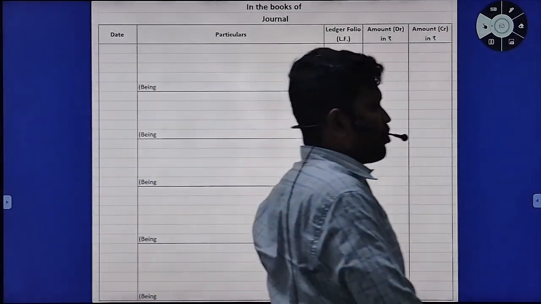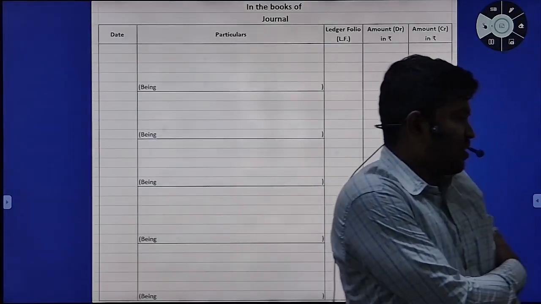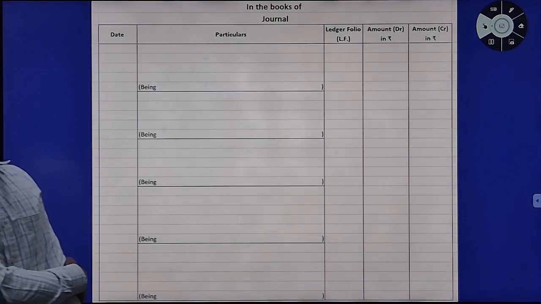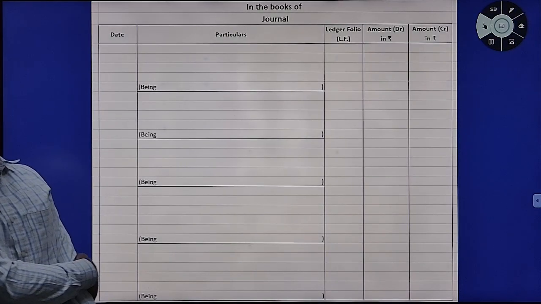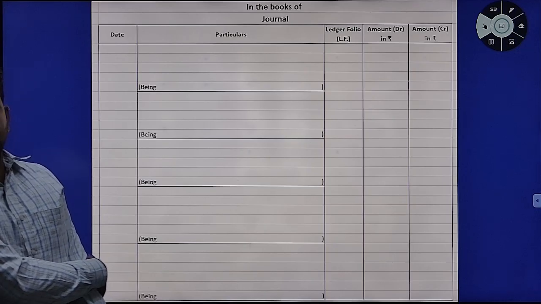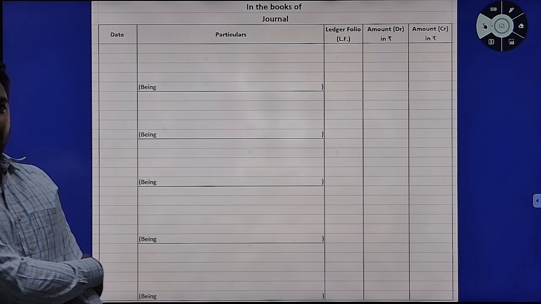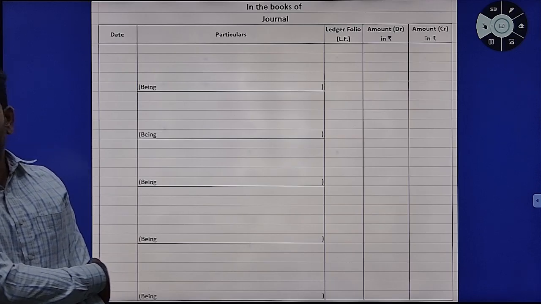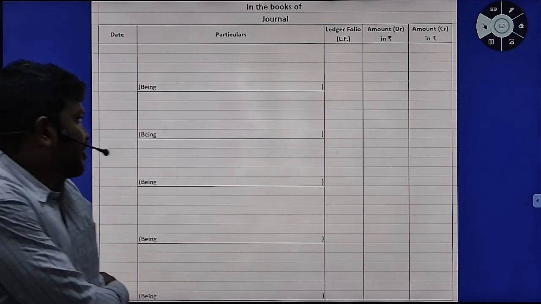Any other doubts before I leave? Tomorrow we have a holiday. Tomorrow we don't have classes. Let's meet day after tomorrow, Saturday. Saturday classes will be there, Sunday there will be no classes. You are free on Sunday, but the rest of the 6 days in the week you will have classes, apart from public holidays.